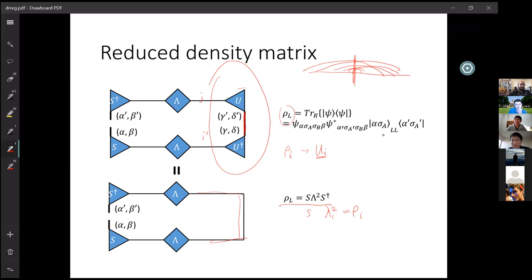Does that sound right? So I would get high entanglement if the Schmidt eigenvalues were more uniform, right? Right. Yeah, if it decays slowly, then that means the entanglement in the system is strong. Right.